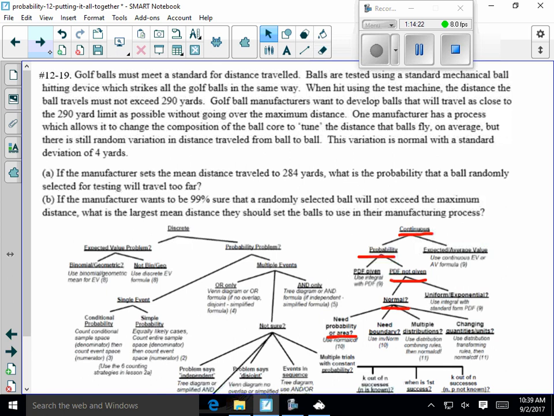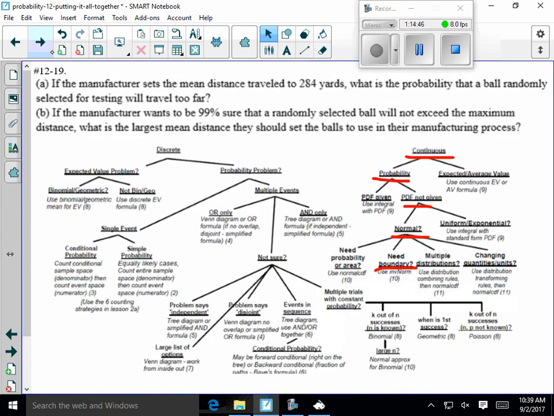We have a probability. We don't have a PDF given, a probability density function, but we're told that the distribution is normal, so that's good. So what we're talking about here is using the normal CDF function or the inverse norm function. And the first part asks us to find the probability. So that means if we need the probability or the area, we're going to end up using the normal CDF function. Okay, so let's analyze that.